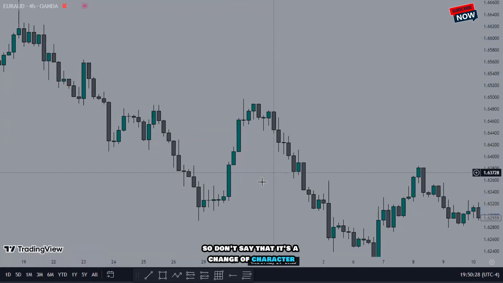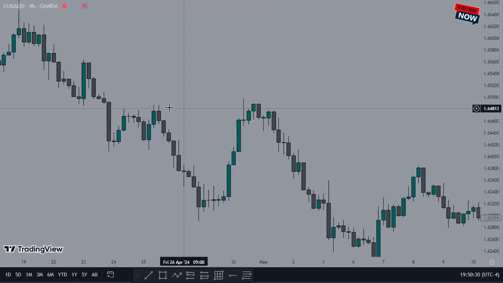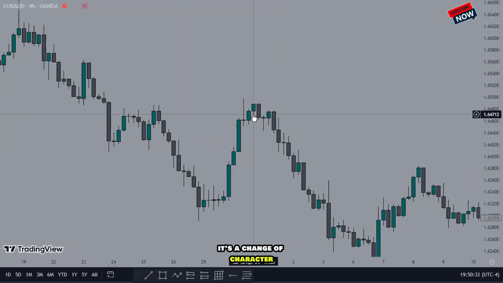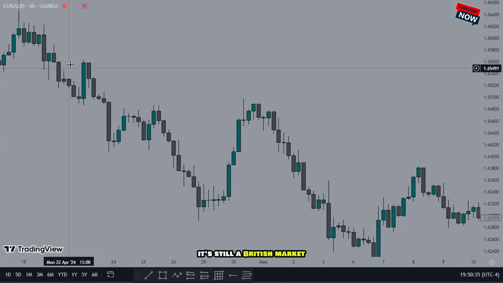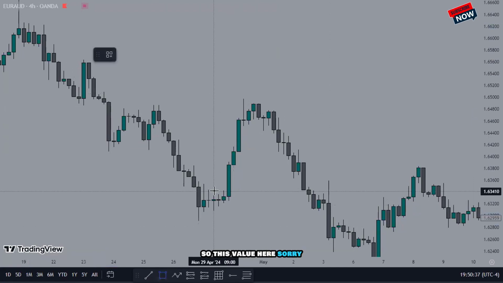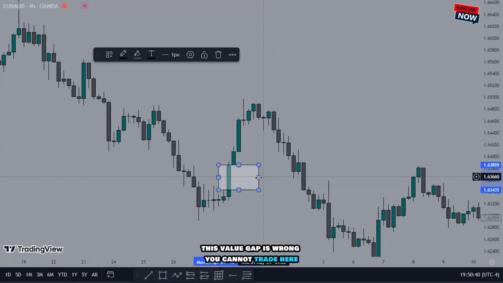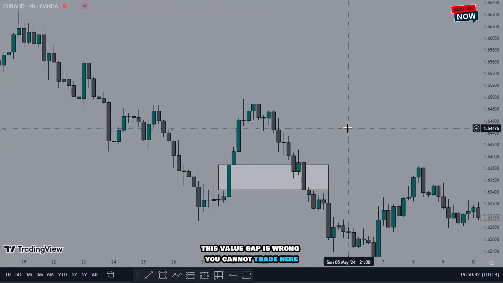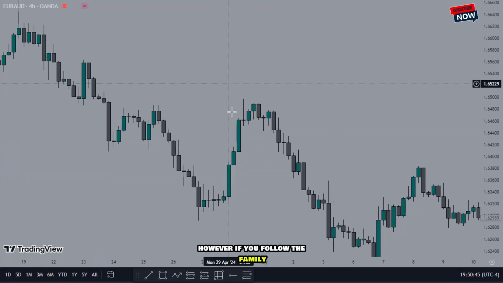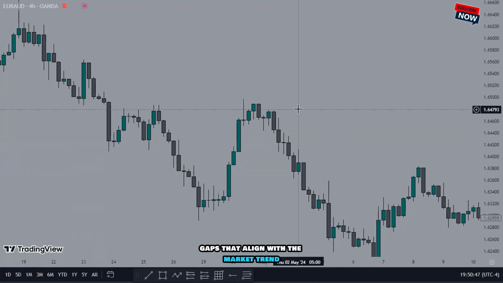So don't see it and be like, oh, it's a change of character. No, it's not. The second this high has been taken out, it's a change of character, but it doesn't mean we are bullish. No, it's still a bearish market. So this fair value gap is wrong. You cannot trade here.